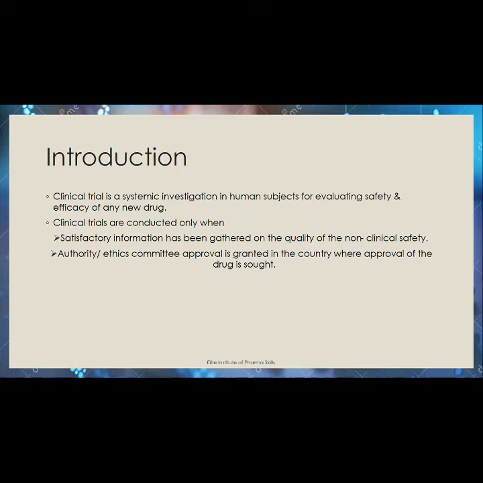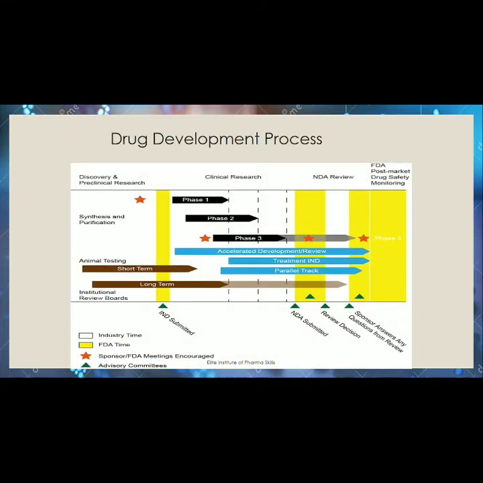This is the diagrammatic representation of the drug development process, that is, the process from synthesis of the drug to approval by the FDA for launching the drug in the market. Now let's study all four phases of clinical trial in detail.